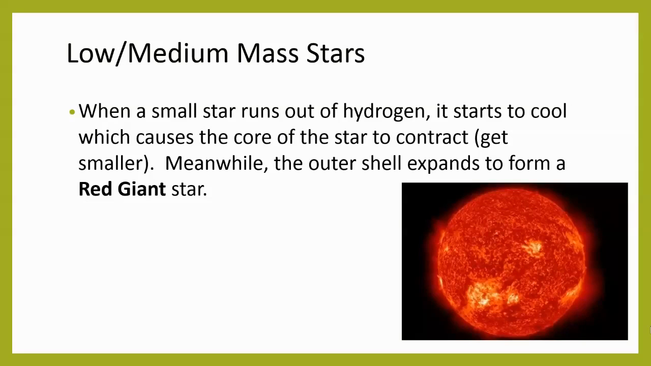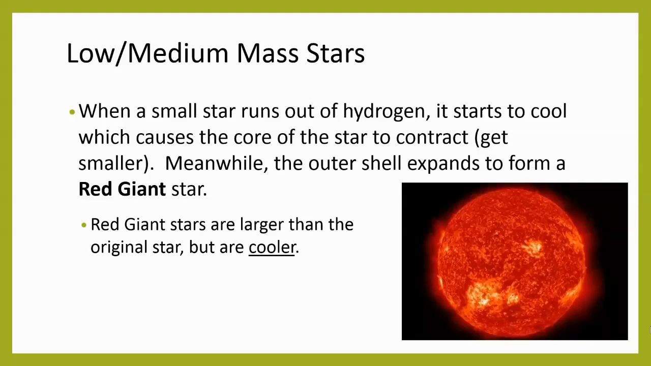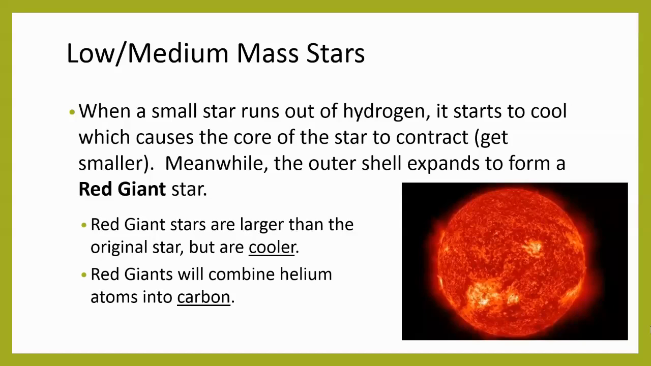But the outer shell starts to expand, and this is when it forms something called a red giant. They literally change color to become red and larger. Now, red giants are larger than the original star, but overall they are cooler. That's what the red color is telling us. In red giants, they're going to combine helium, the second smallest element, into carbon. So again, we still have atoms combining together to form new elements, but in this case, we're forming something a little bit bigger, which is carbon.